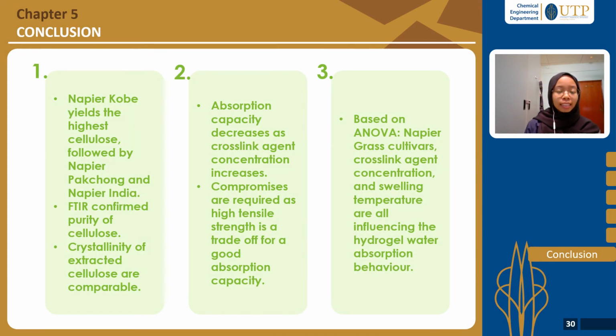All in all, it is safe to conclude that Napier Kobe has the highest cellulose yield, followed by Napier Pak Chong and also Napier India. FTIR confirmed the purity of cellulose, and the crystallinity of extracted cellulose is comparable. Secondly, the absorption capacity decreases as cross-link agent concentration increases. Thus, compromises are required as high tensile strength is a trade-off for a good absorption capacity. Last but not least, based on ANOVA, Napier grass cultivars, cross-link agent concentration, and swelling temperature are all influencing the hydrogel water absorption behavior.